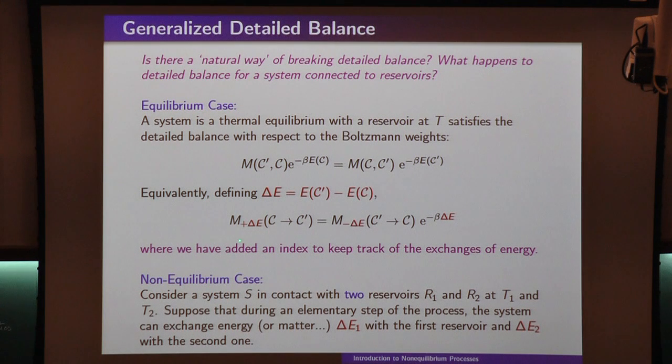Here this index delta E, which did not appear before, has just been added ad hoc to keep track of the energy exchanges. So that's just like that. Now the main point is the following. Non-equilibrium is defined as detail balance breaking. It's really the same thing: time reversal invariance, which is broken.